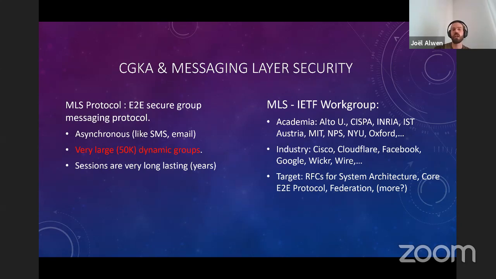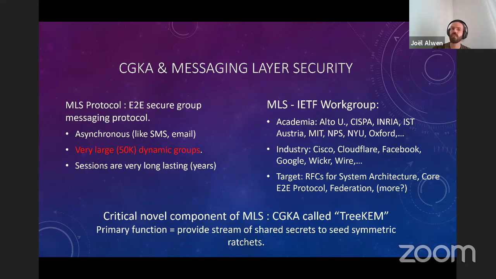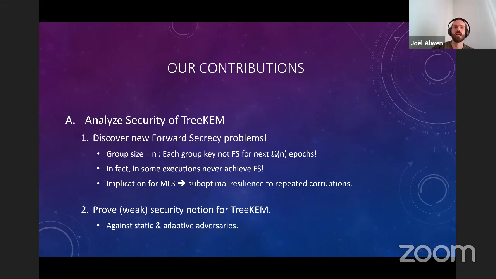It's supposed to be asynchronous and crucially support very large groups. The thing is, if you look at the MLS protocol, the way it's defined and constructed, you'll find that the critical novel component in MLS is a CGKA, which is called TreeKEM. And again, its primary function is to provide key material with which to seed a bunch of symmetric ratchets, basically. So when we want to look at MLS, we decided we're going to start with the TreeKEM CGKA.